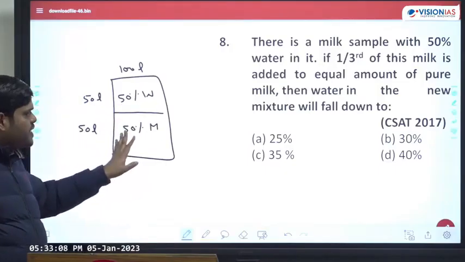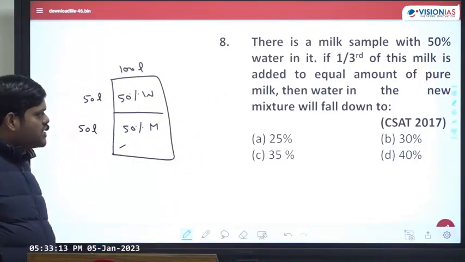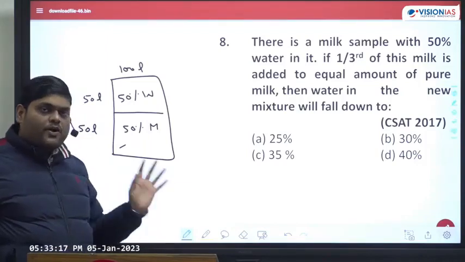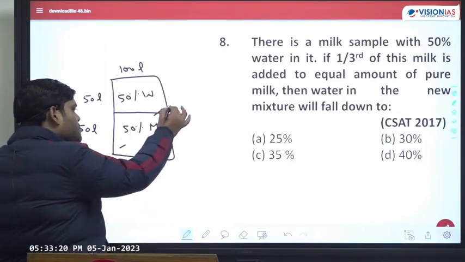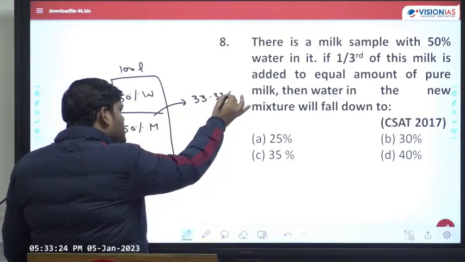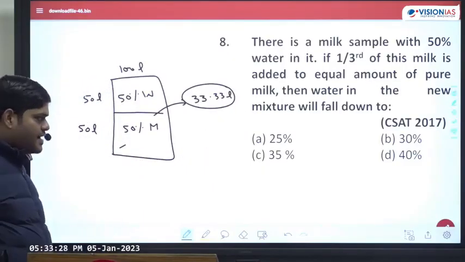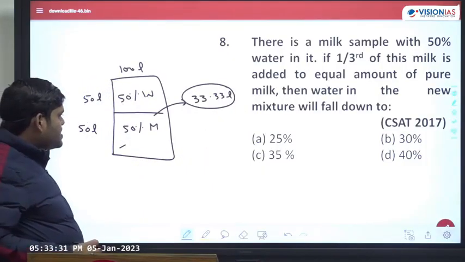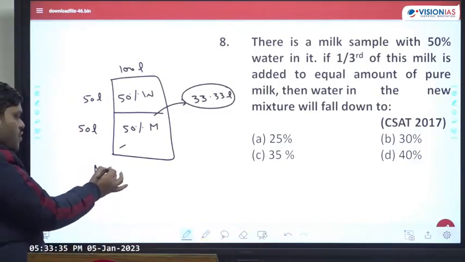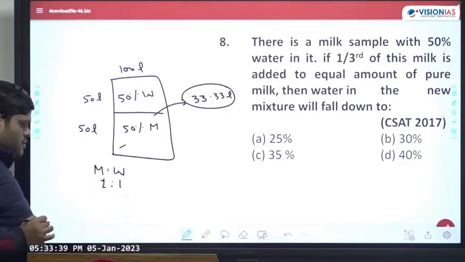50% water, 50% milk. This is given in the question. Now the question is saying if 1/3 of this milk is added to an equal amount of pure milk. So 1/3 of this milk means how much? 33.33 liter. Okay. So see here, the ratio of milk and water is what? The ratio of milk and water is 1:1, or not?